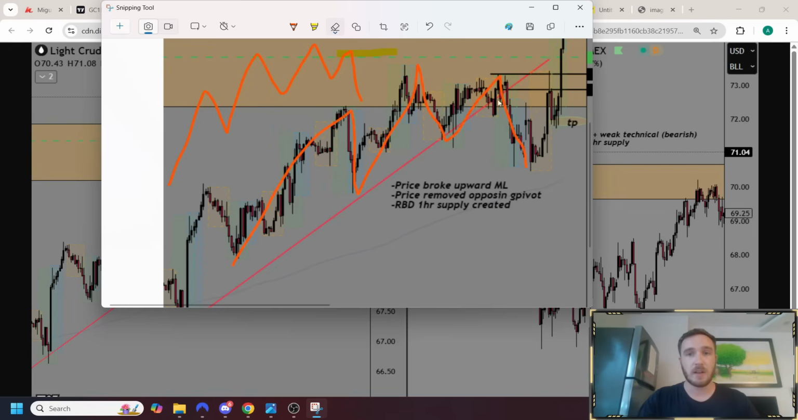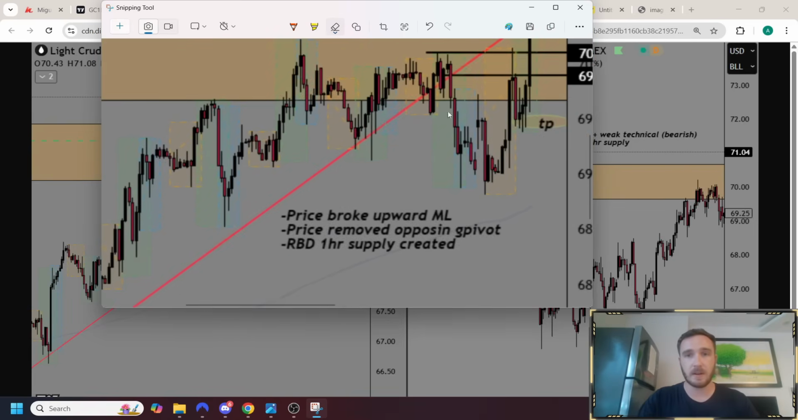And notice how this is all happening within 3 candlesticks. 1 candlestick, 2 candlesticks, 3 candlesticks, maybe 4. All right, we'll give it 4. But it did all those things in 4 candlesticks, right?